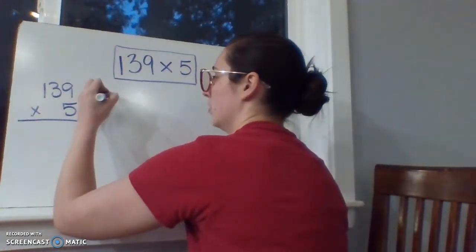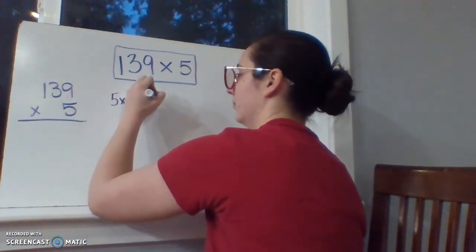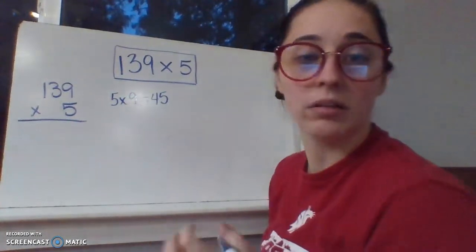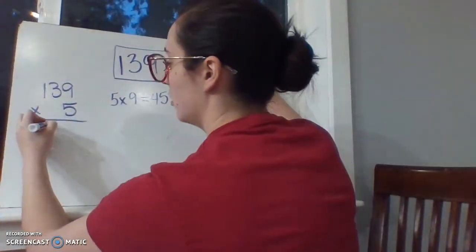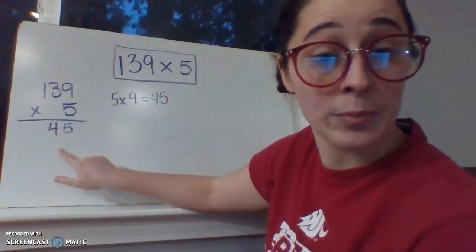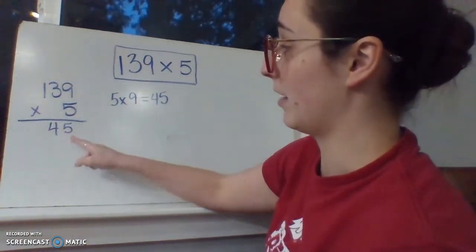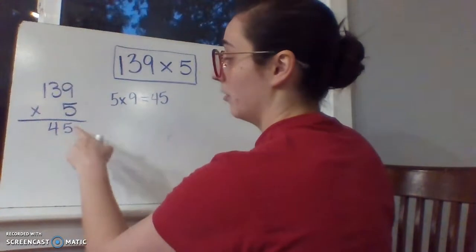So, first one, I've got 5 times 9. And that'll give me 45. See that? Okay? So I'm going to put my 45 right there. Again, make sure your numbers are in the correct place value, okay? I have my 5 in the 1 spot, and I have my 40 in the 10 spot, okay?